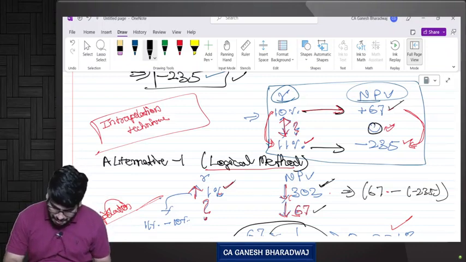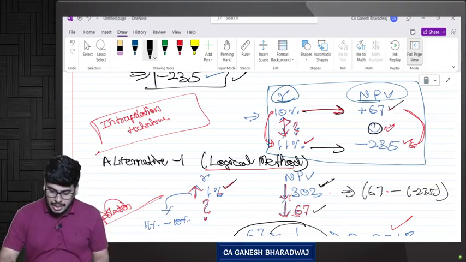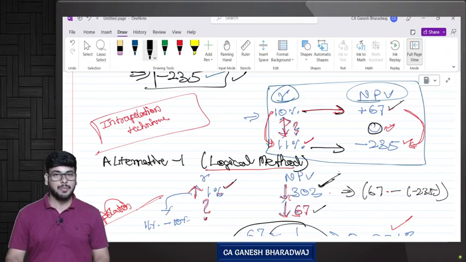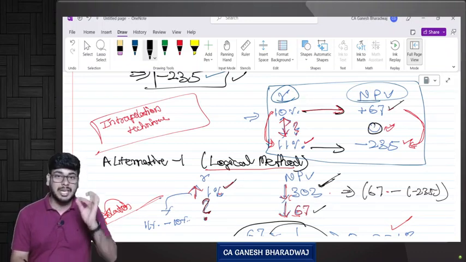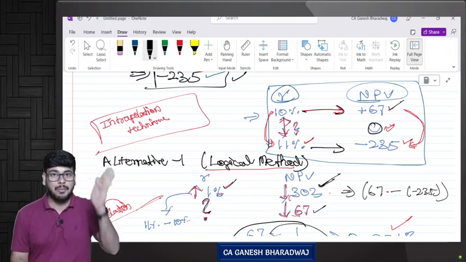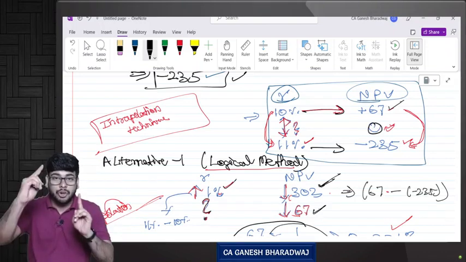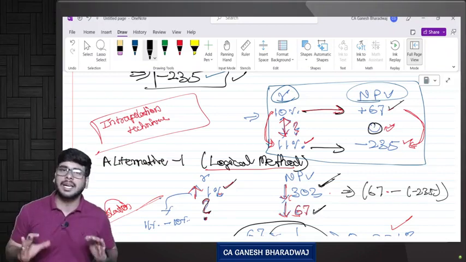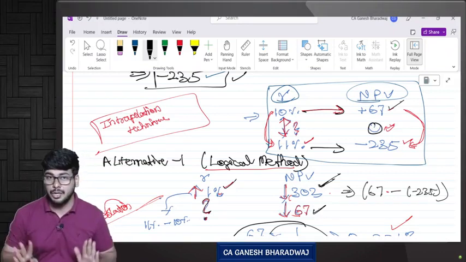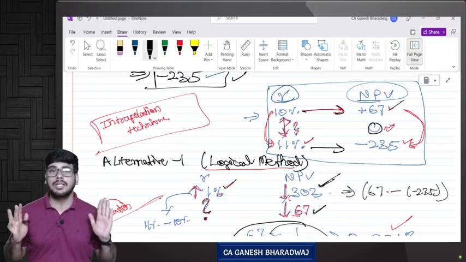So for a 1% increase in the rate, the drop in NPV is going to be 302 rupees. Now, what should be the increase in the rate over and above 10% so that the drop in NPV should be exactly 67 rupees? This is the calculation that we need to do. First, are you understanding this logic?